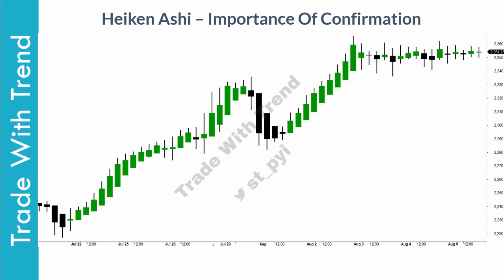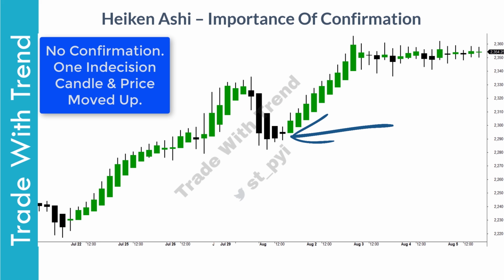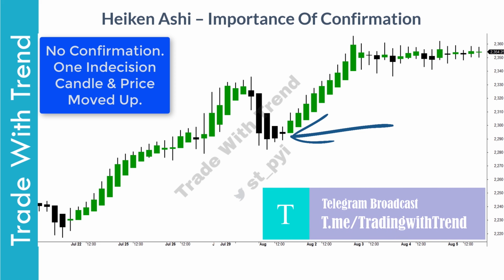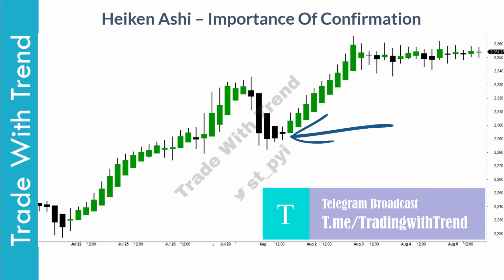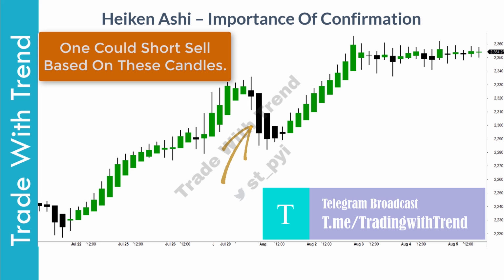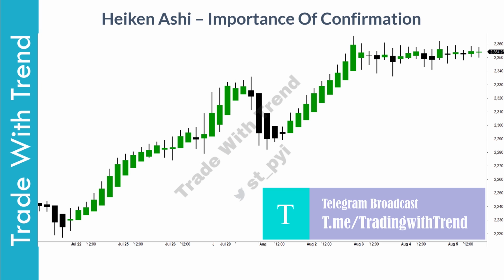Now, in this region here, after two initiation candles, we've got one indecision candle and then price started moving higher. So if one looks at these initiation candles here and takes the trade, these would eventually stop out. Now, this is precisely why one needs both initiation and continuation candles to confirm trajectory of price. I hope this particular aspect is clear.